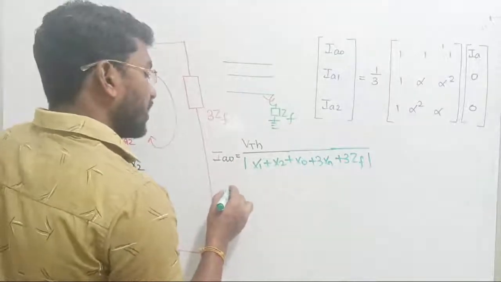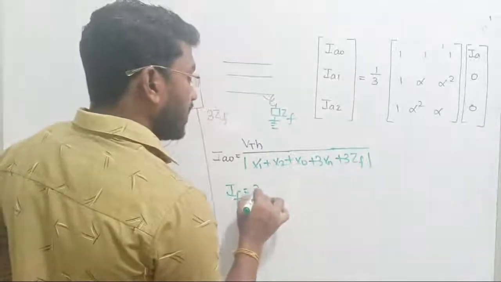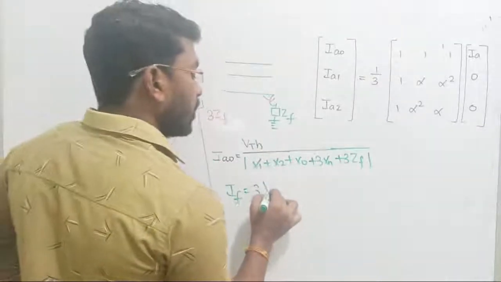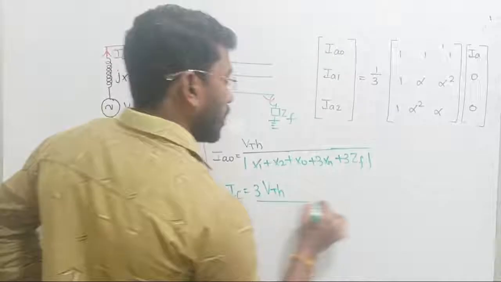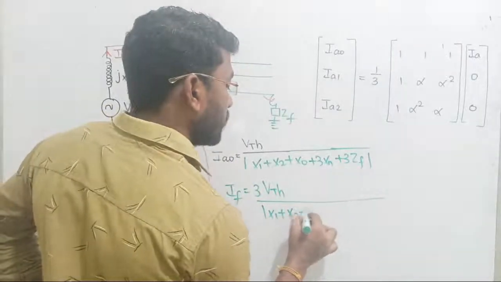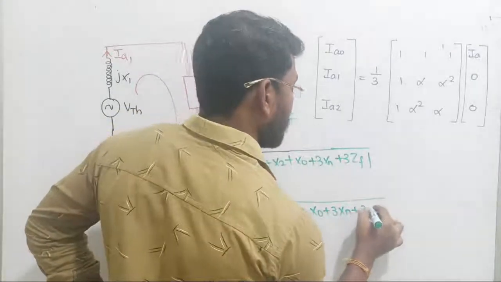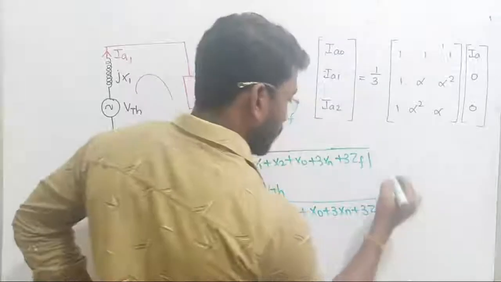But what is our target? We are trying to estimate the value of fault current. We are entering the important zone. So that is 3 times Ia0. So it is going to be 3 times the Thevenin voltage upon positive sequence plus negative sequence plus zero sequence plus 3 times the neutral reactance plus 3 times the fault impedance. If it is given, you have to consider.